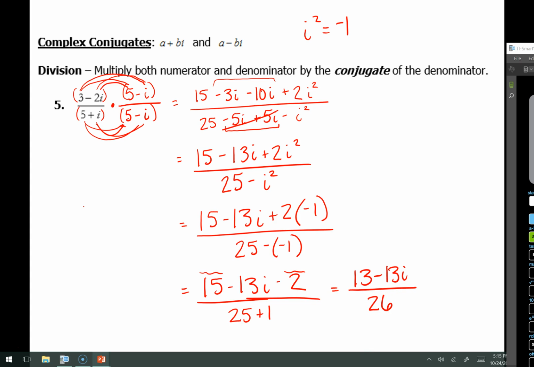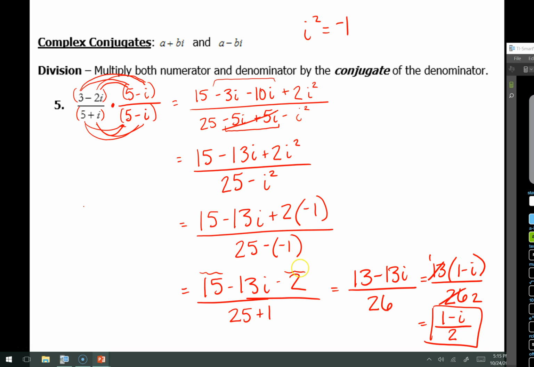And now I'm not quite done because I have a GCF. In my numerator, I can take out a GCF of 13. That leaves me with 1 minus i. 13 is divisible by 26. 13 times 2 is 26. So those divide out, and in the bottom, I'm left with 2. Which means my final answer is 1 minus i divided by 2.